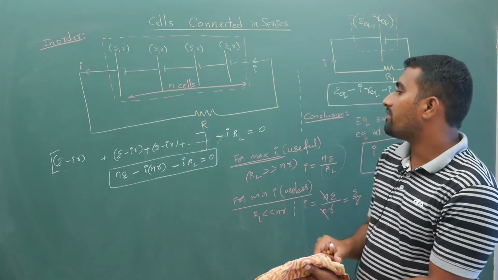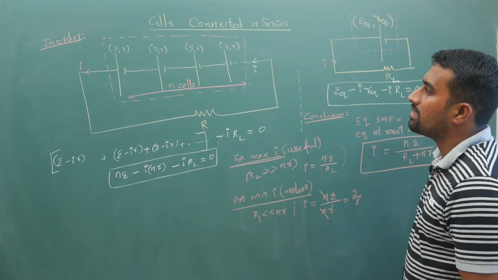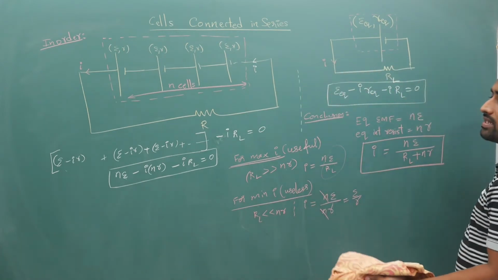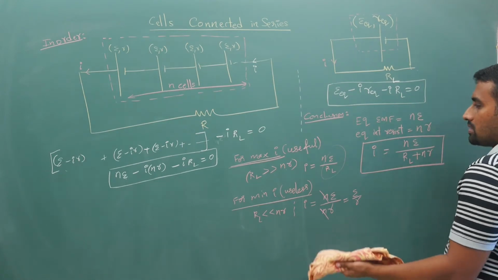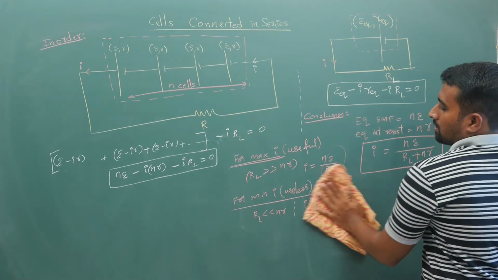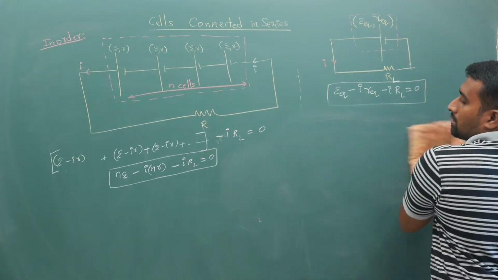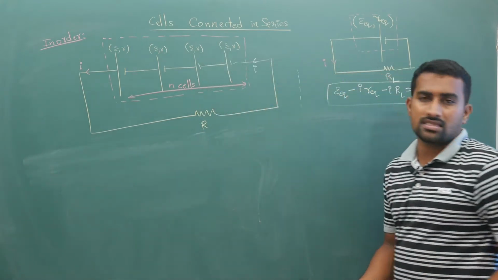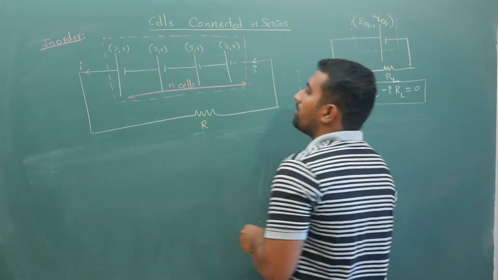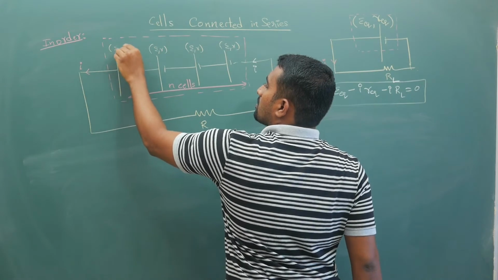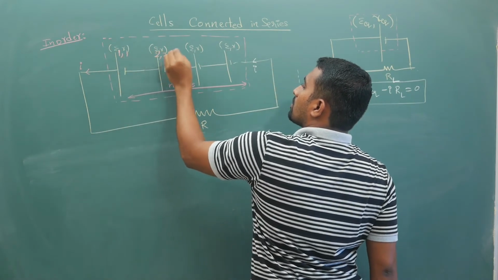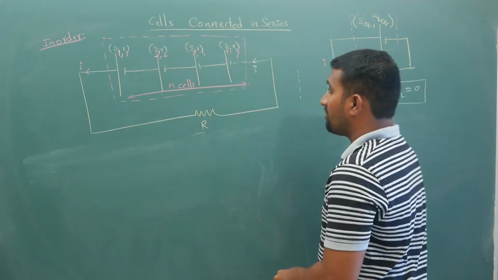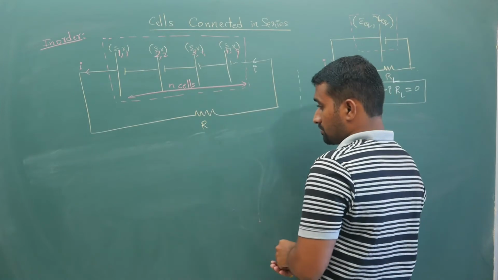If you have variable cells, E1, E2, E3 like this, what is to be done? I will explain now. If there are variable cells, only these expressions will change. So instead of identical cells, the next case is non-identical cells, if you have E1, R1, E2, R2, E3, R3, E4, R4 like this, or you can start from this side, no issues.